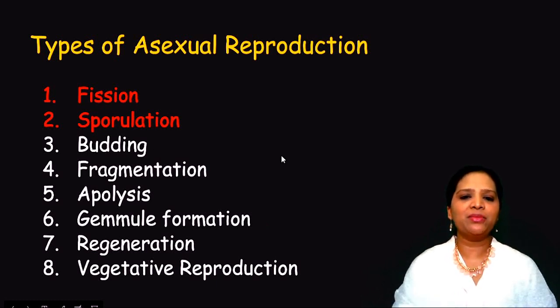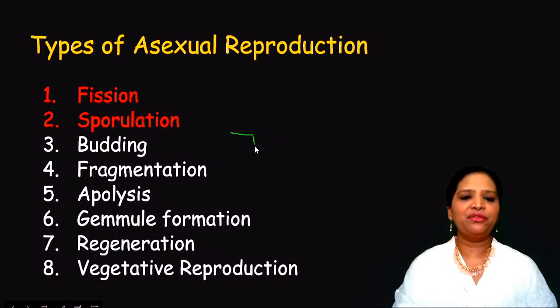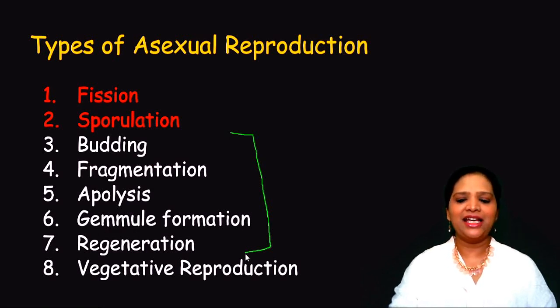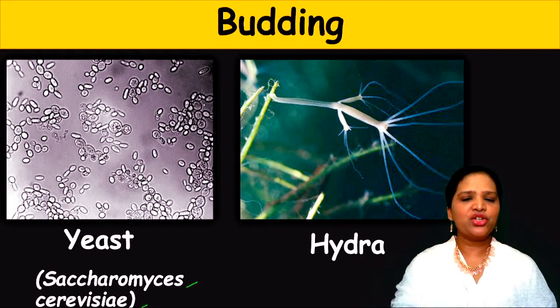the other major methods of asexual reproduction, that is budding, fragmentation, apolysis, gemmule formation and regeneration. Alright, let's get started. The first one is budding. Budding is a major method of asexual reproduction in unicellular organisms.